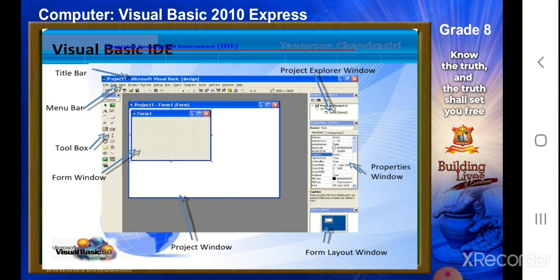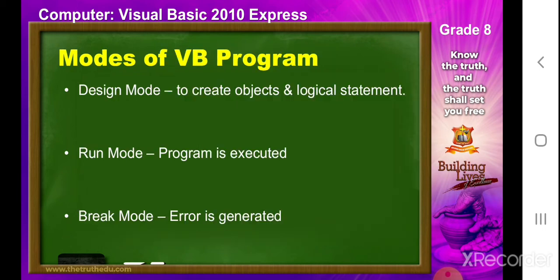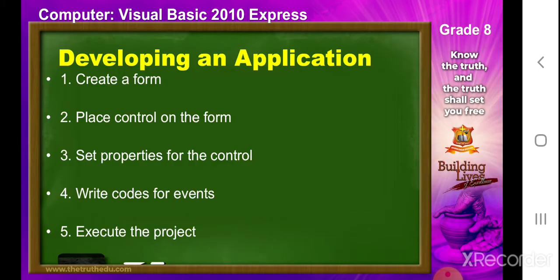Now there are modes of program which we have already discussed, so we'll move to the next one. The design mode, the run mode, and the break mode. So there are three modes of Visual Basic program. Design mode is the place where we create objects and logical statements. Run mode is the place where the program is executed, and break mode is where the error is generated.